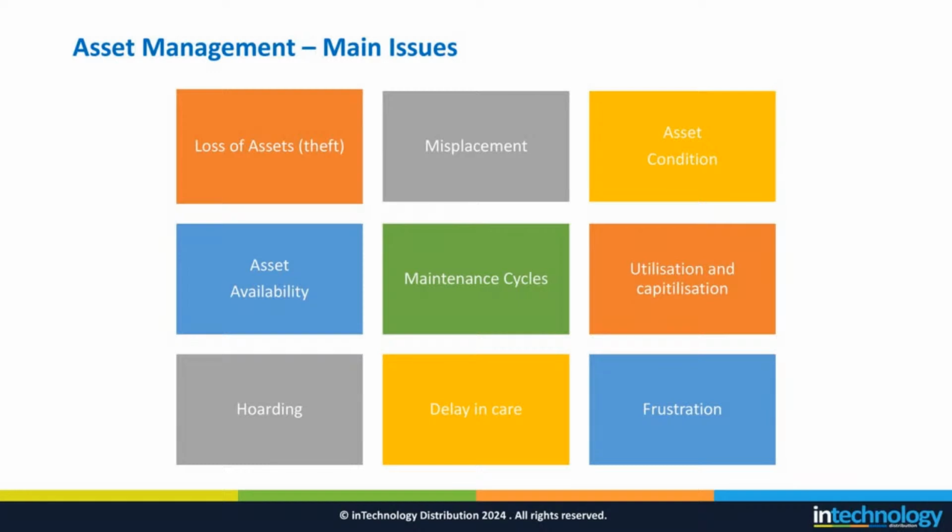And the main issues that we're going to talk about are loss and theft of assets, misplaced assets, and asset condition. Is it in a good or bad condition? If it needs to be repaired, how do we get it back? How do we notify our team that the device needs to go back? Then asset availability, so how often and where are those assets available? Maintenance cycles we spoke about before, and looking at utilization and capitalization of your assets.